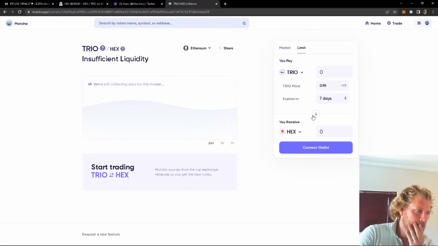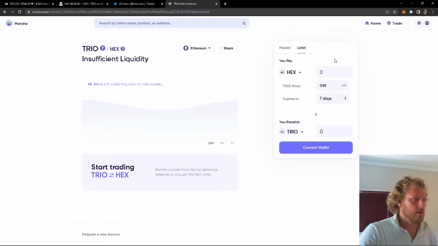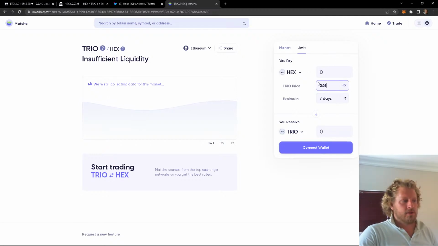You pay, excuse me, so Hex has to be on top. You pay 0.95 Hex per Trio. Yeah, like that. So Hex on top. If you connect your wallet, it will give you the price. I'm pretty sure it will, but I'm not going to connect my wallet here for obvious reasons, right? And then just hold on to that.